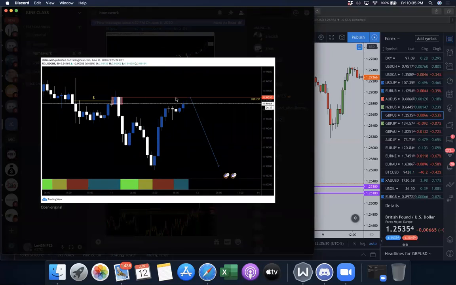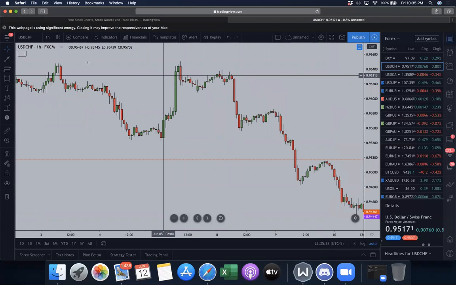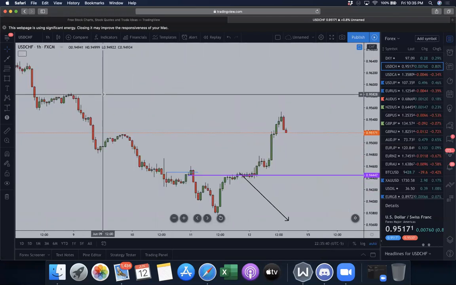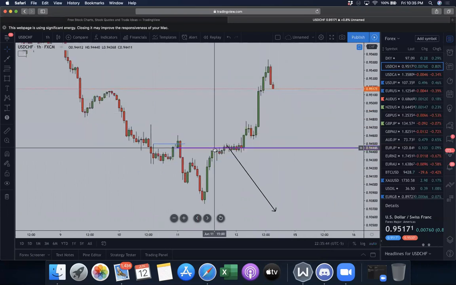This one here looks good as well. I think it got blown through though, if I'm not mistaken. Let's go look, because we had that one here. Okay, yeah. So we were looking for a potential sell here, but do you see how it just kind of spiked down and then ranged? That's the reason why I told y'all that I wasn't taking it.